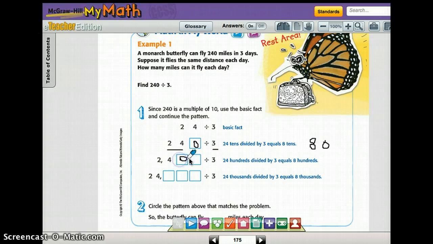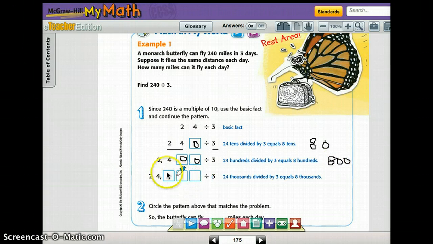Same thing if it was 2,400 divided by 3. 24 divided by 3, I know that's 8. So this time it'd be 800s because we have 2 zeros there. I put those 2 zeros on at the end, and my answer is 800.